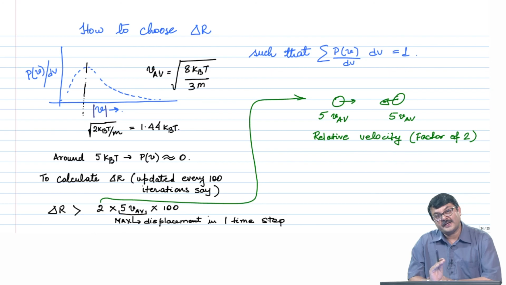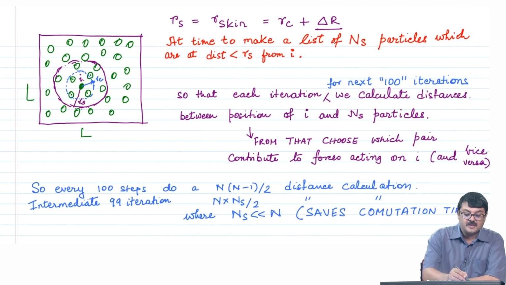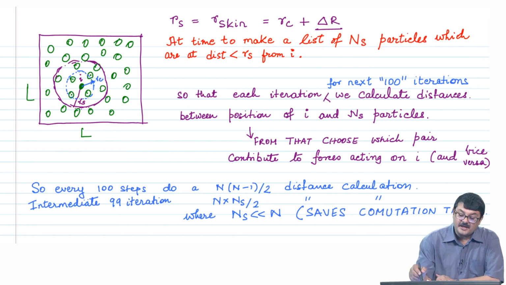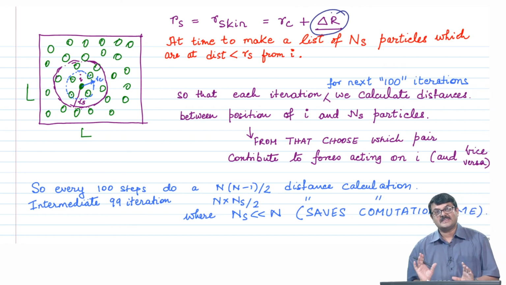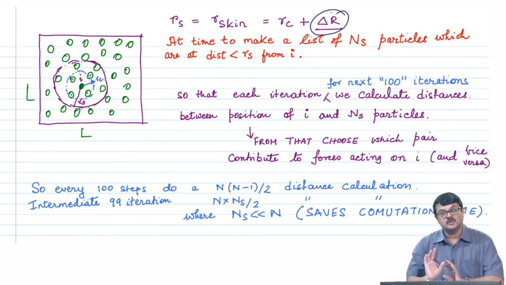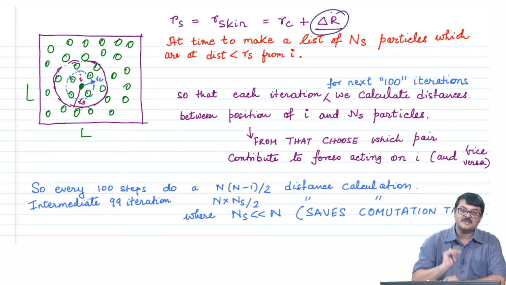Now, you are updating your neighbor list every 100 iterations, say. So, you do not want a particle that is at a distance greater than delta r from your particle I to have moved so much in those 100 iterations that it comes and starts interacting. So, delta r is an estimate of the maximum distance that a pair of particles could move relative to each other in the 100 iterations so that they start interacting. Interacting means the distance becomes less than r c.